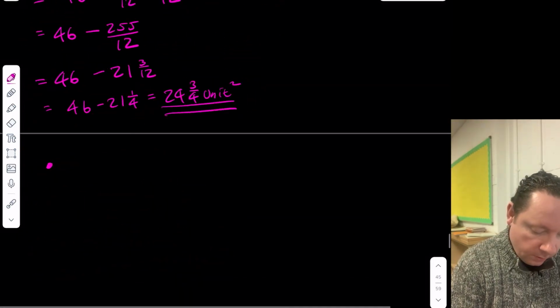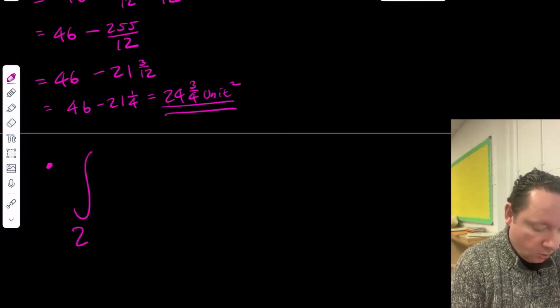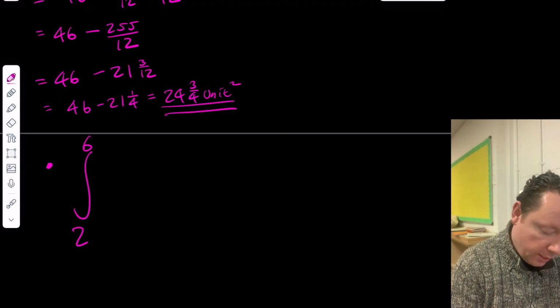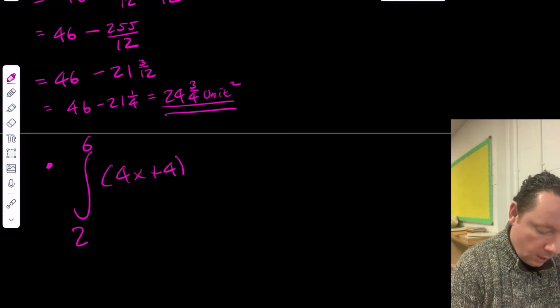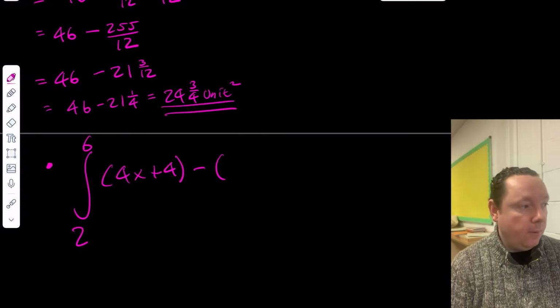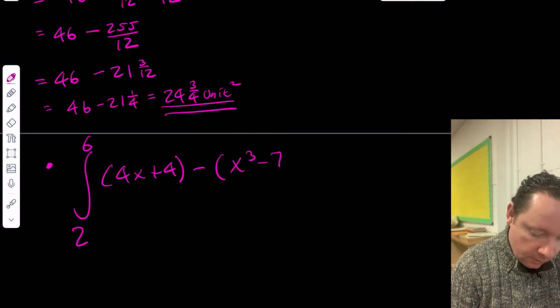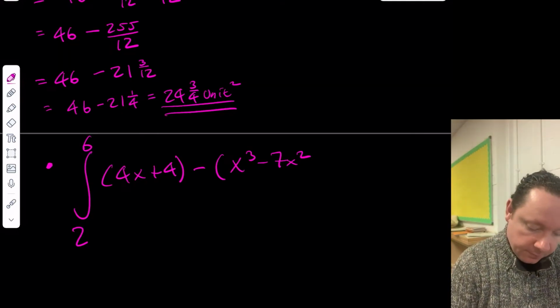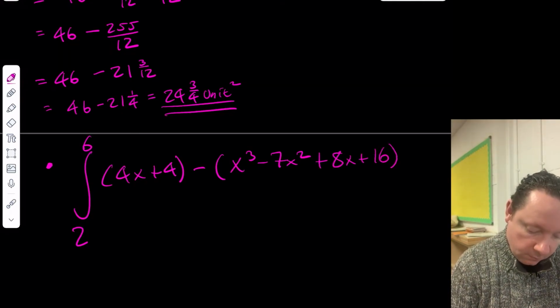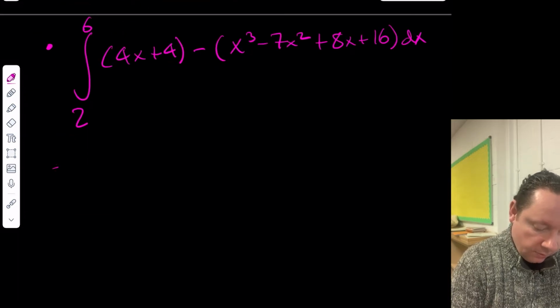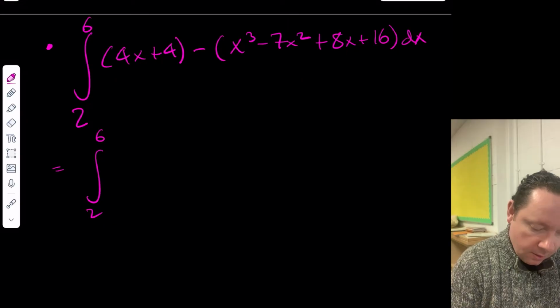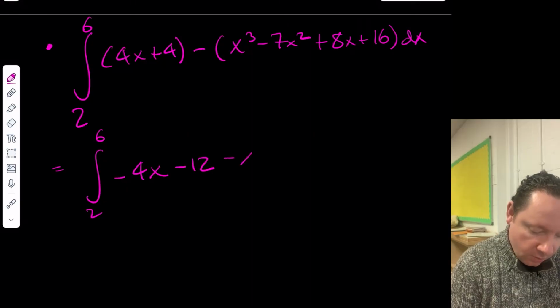So now we've got the integral between 2 and 6 of g of x minus f of x. So g of x was 4x plus 4 minus f of x, which was x cubed minus 7x squared plus 8x plus 16 dx. So that equals the integral between 2 and 6. We've got 4x plus 4. So 4x minus 8x is minus 4x. And then 4 minus 16 is minus 12. And then we've got minus x cubed.